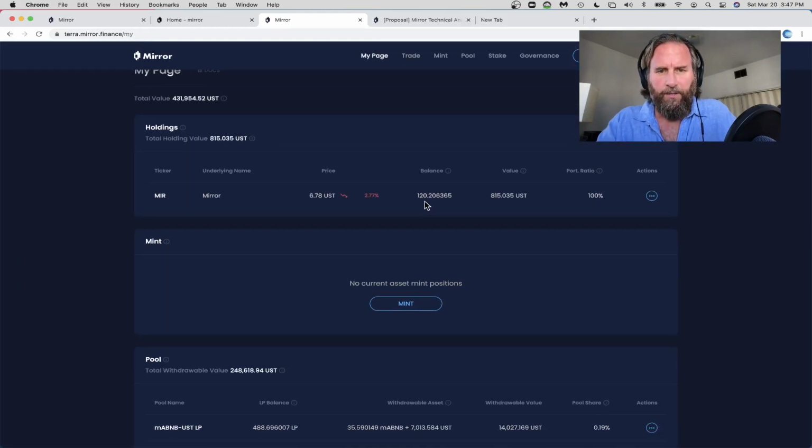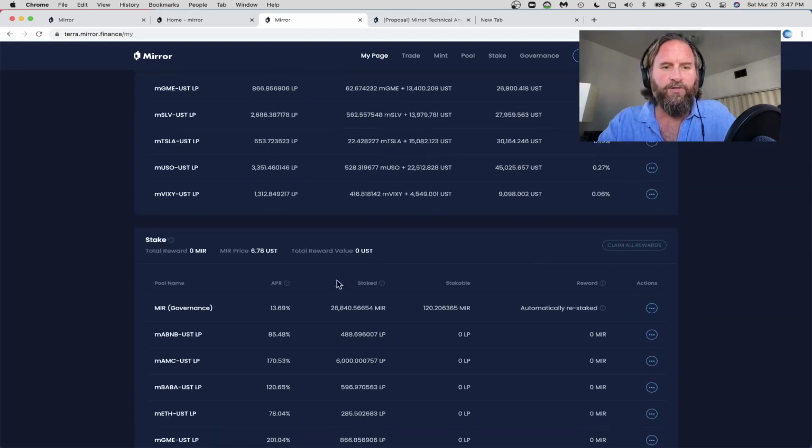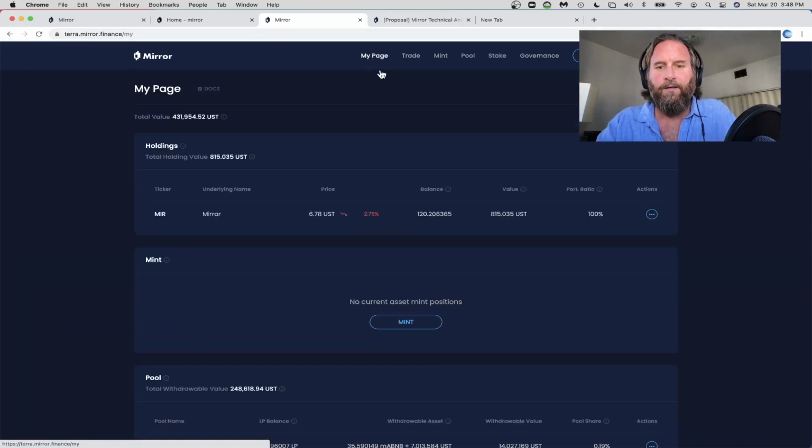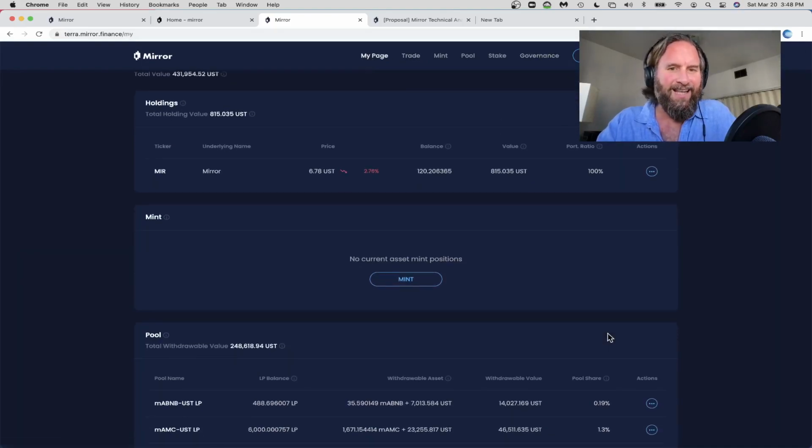So now I have Mir here, and you can see I have 120 of them. Now most of my Mir is staked here, right? In the governance, and like I said, the governance is earning this 13.69% via collateralized debt position closures, which is the minted position closing.